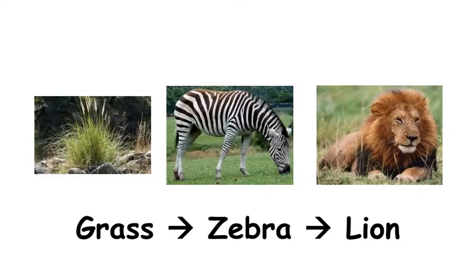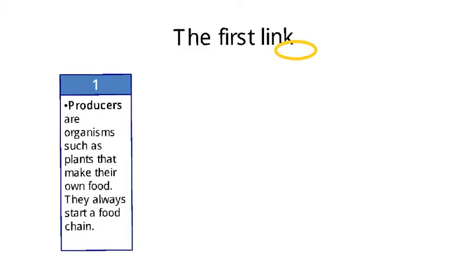In the example, the zebra eats the grass and the arrow shows us that the energy flows from the grass to the zebra. The lion then eats the zebra and the energy flows from the zebra to the lion. Each link in the food chain is a separate feeding level called a trophic level. The first trophic level in the food chain is always a producer. These are organisms such as plants that make their own food.